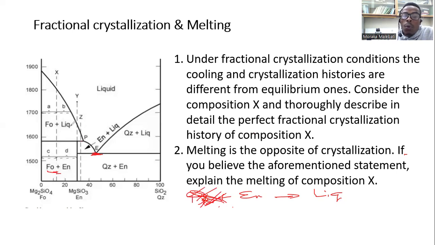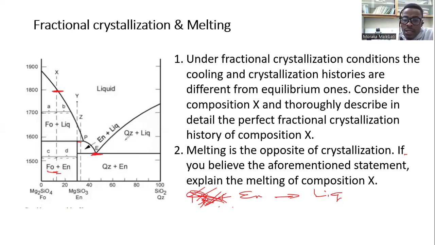So when all of this enstatite crystal has been consumed, the temperature can increase until somewhere around 1,800 degrees Celsius, at which point all of the forsterite crystal would have been consumed, and the only phase left will be the liquid composition.